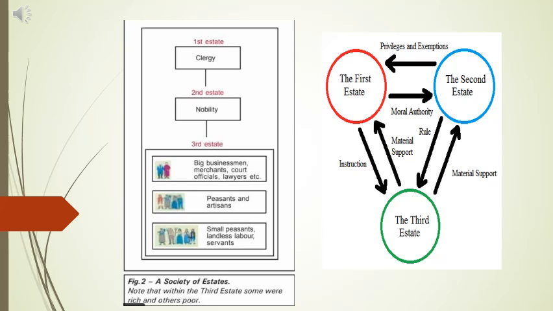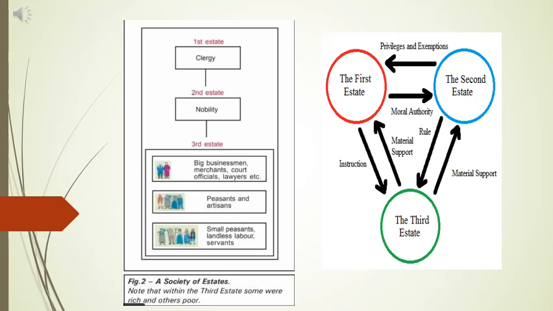And then in the last we see the small peasants, landless labor and the servants. Now these are the people who were really very poor and they did not have land. They used to work for the upper three classes, even for the people of the third state, the big businessmen and merchants. So most of the people in France during that time were like this. They were the landless labor. We will see that in the next slide.